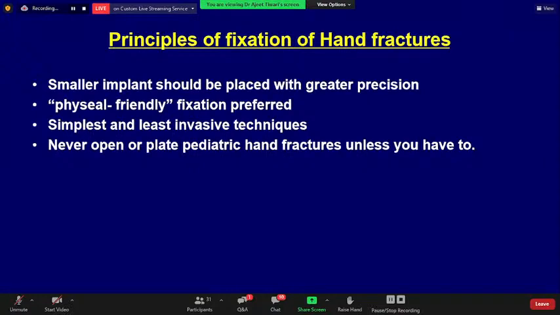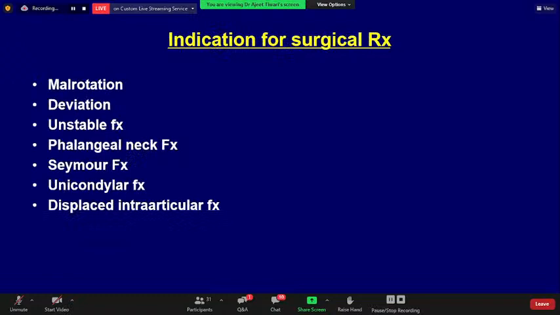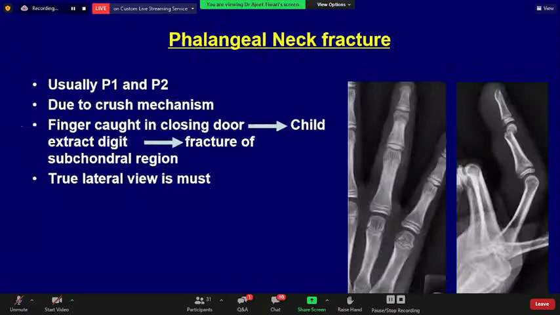These pediatric fractures should be managed closed. We should always try not to open these fractures, because if you open the fractures, the fragments are small and the vascularity is compromised, and you may land up with avascular necrosis of the fragments. So what are the indications for surgery? There are malrotations, deviations, unstable fractures, phalangeal neck fractures, Seymour fractures, unicondylar fractures, and displaced intra-articular fractures.